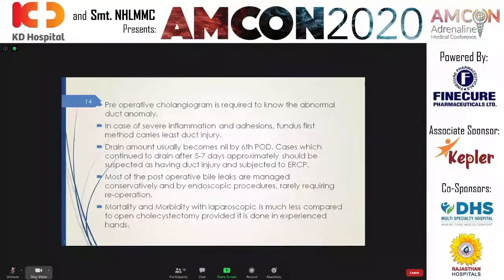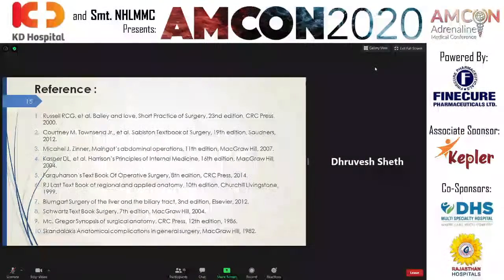Cases in which drainage continues after 5 to 7 days approximately should be suspected of having duct injury and subjected to ERCP. Most of the post-operative bile leaks are managed conservatively and by endoscopic procedures, and rarely require re-exploration. Now, mortality and morbidity with laparoscopic cholecystectomy is much less compared to open cholecystectomy, provided it is done in experienced hands only. Next slide. These are my references. Thank you.